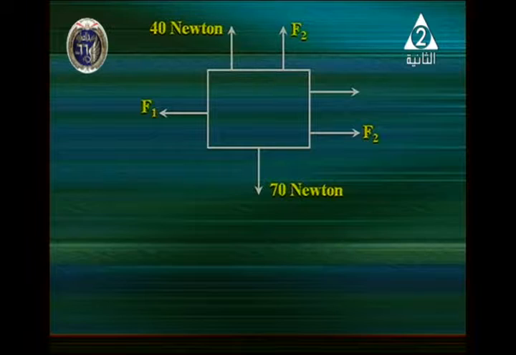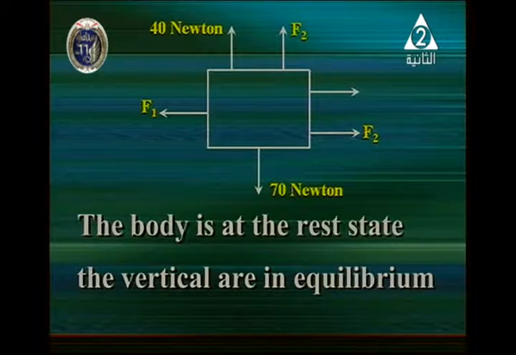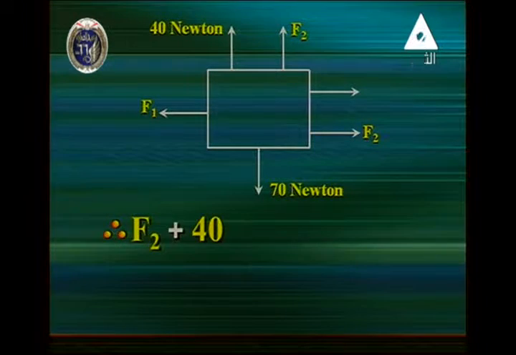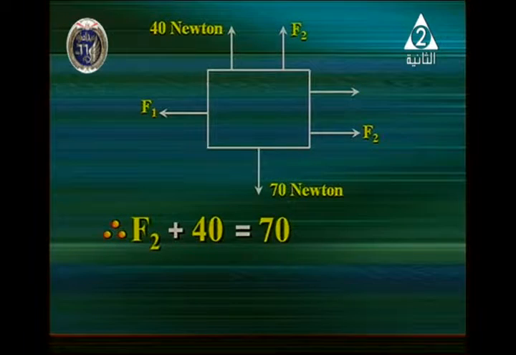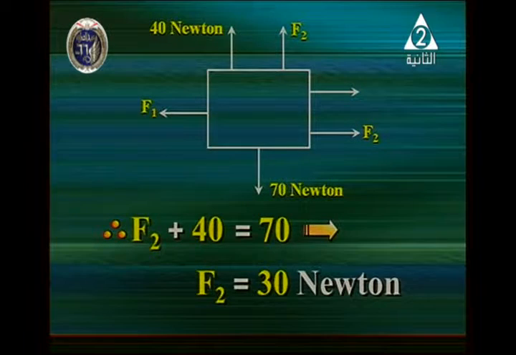Solution: look at, the body is at rest, the vertical forces are in equilibrium. F2 plus 40 equals what? Equals 70. What is the value of F2? 30 Newton. Why? Because F2 equals 70 minus 40.